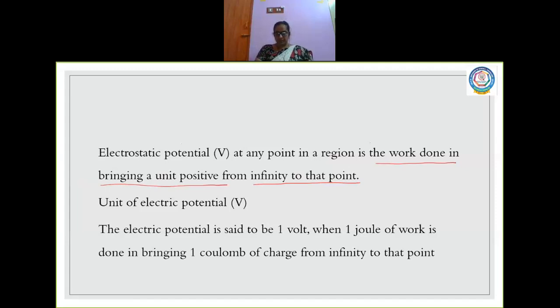Here also the unit of electrostatic potential is the volt, and it is a scalar. The electrostatic potential is said to be 1 volt when 1 joule of work is done to move 1 coulomb of charge from infinity to a particular point. If you want to find the work done per unit test charge, you have to take an infinitesimal test charge, for a small work done, and find the work done in bringing a unit charge from infinity to a point, and you can determine the electrostatic potential.